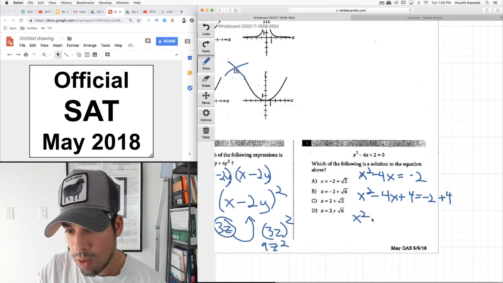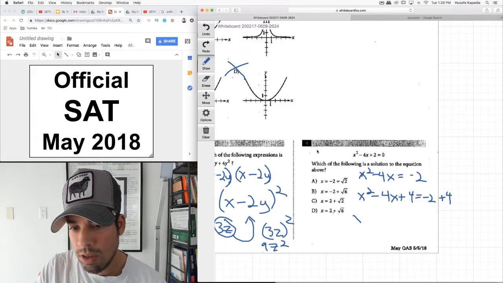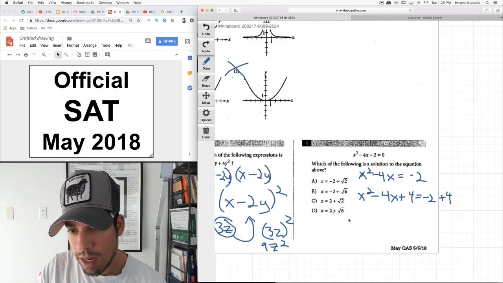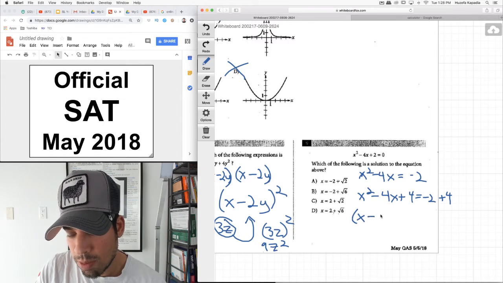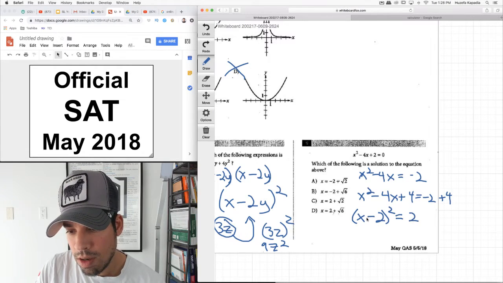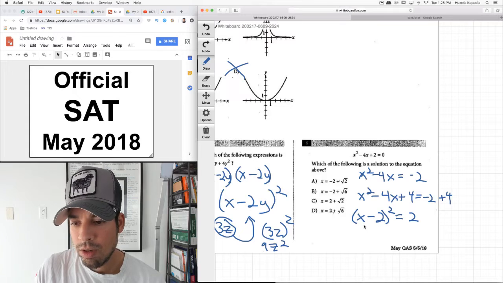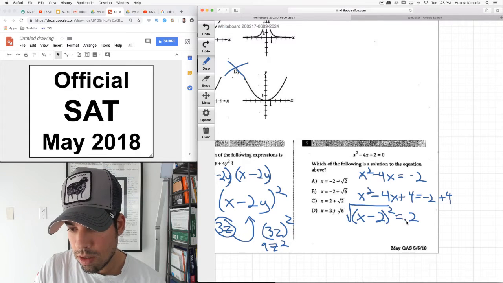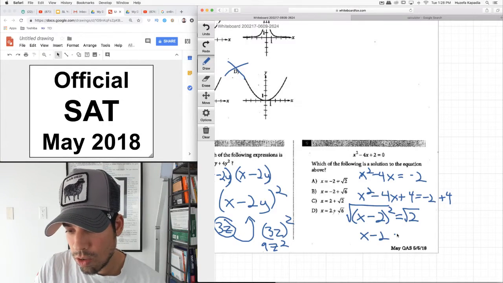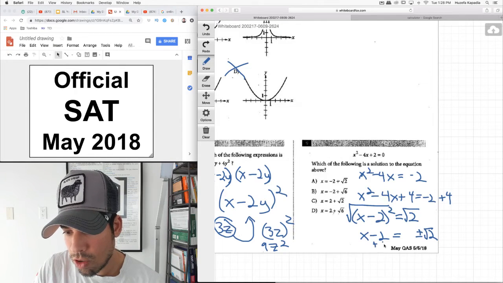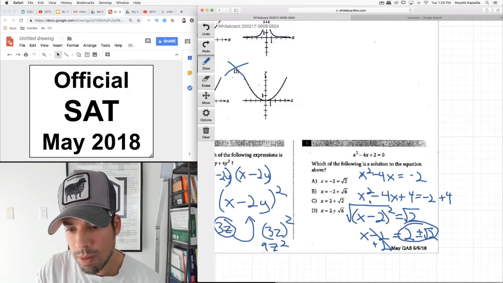So now I get x squared. Okay, actually, let's do this. This is a perfect square. And that's what we want. It just becomes x minus 2 squared equals negative 2 plus 4 is positive 2. Okay. Right. X minus 2. Yep. Then we square root both sides. And we get x minus 2 equals plus or minus square root 2. And then we add 2, add 2. And our solutions are 2 plus or minus square root of 2.